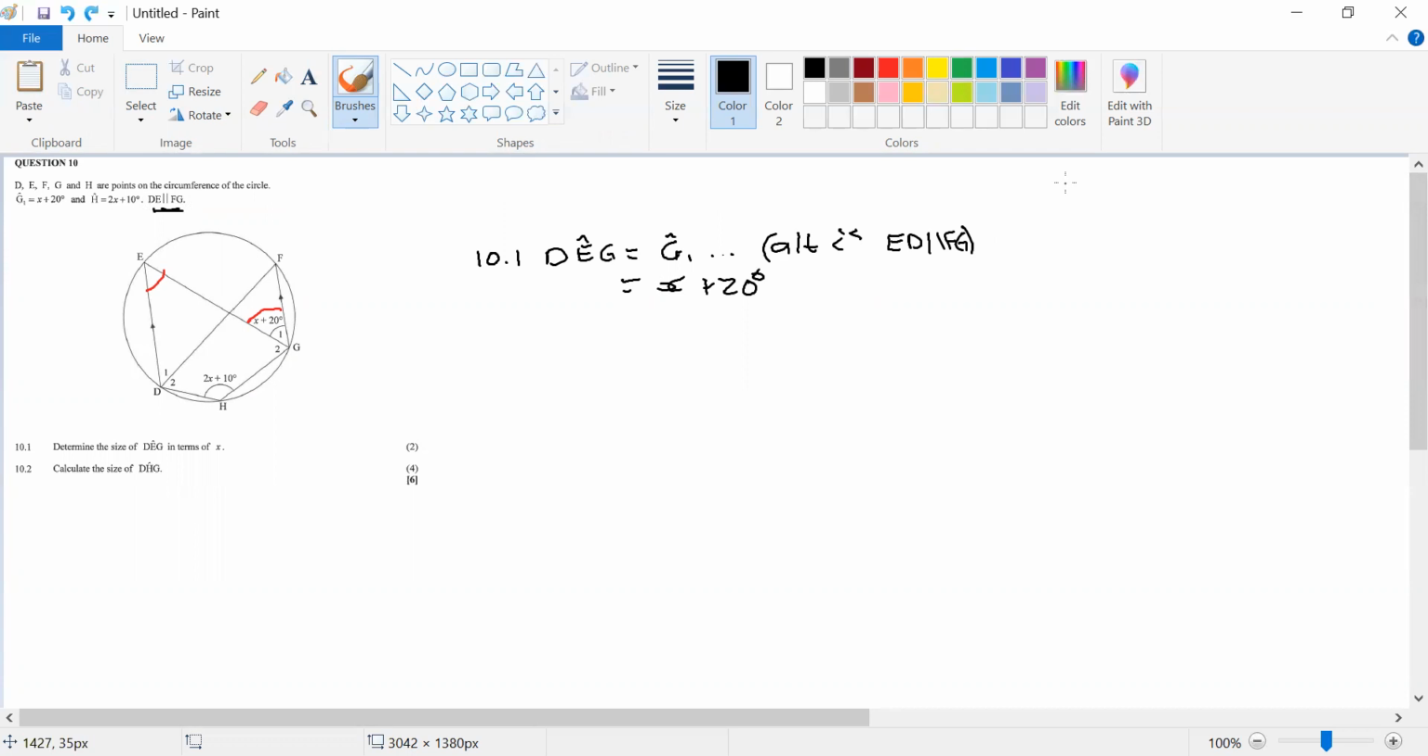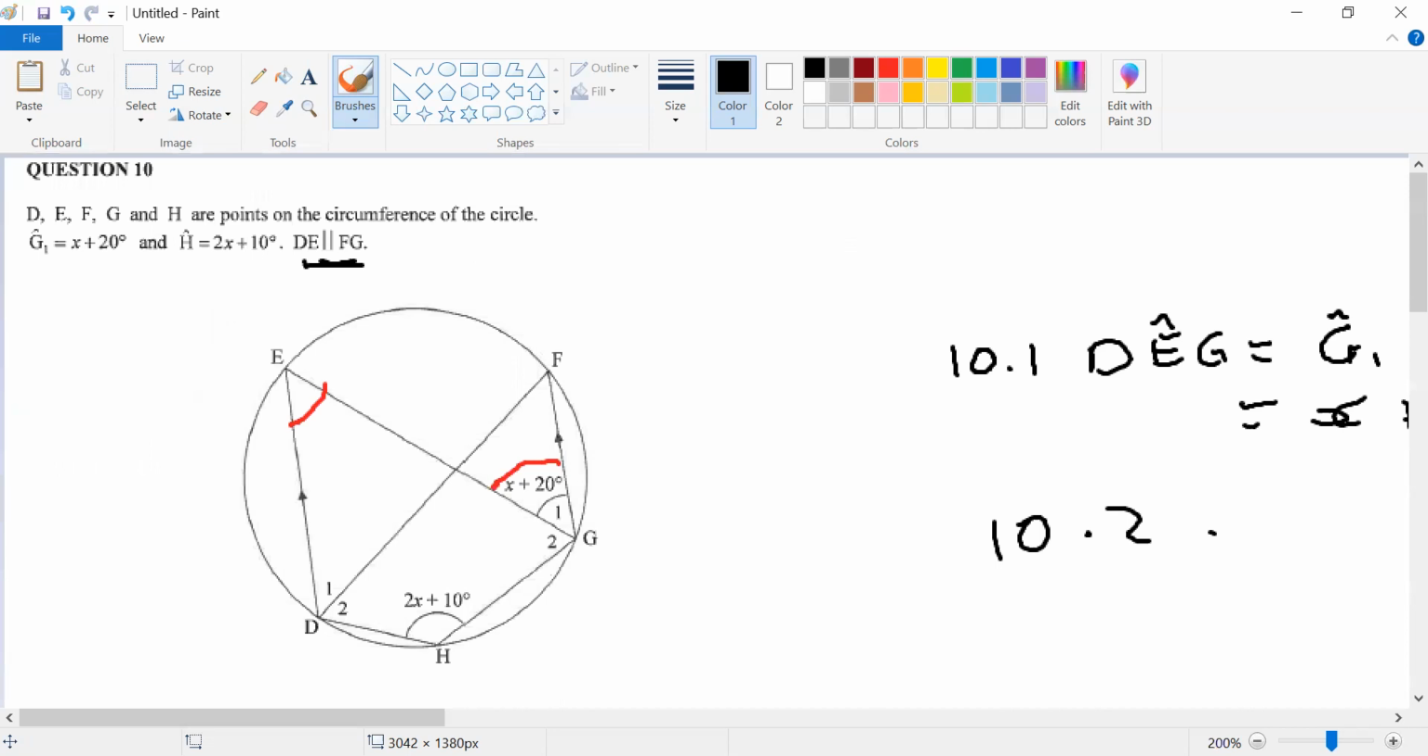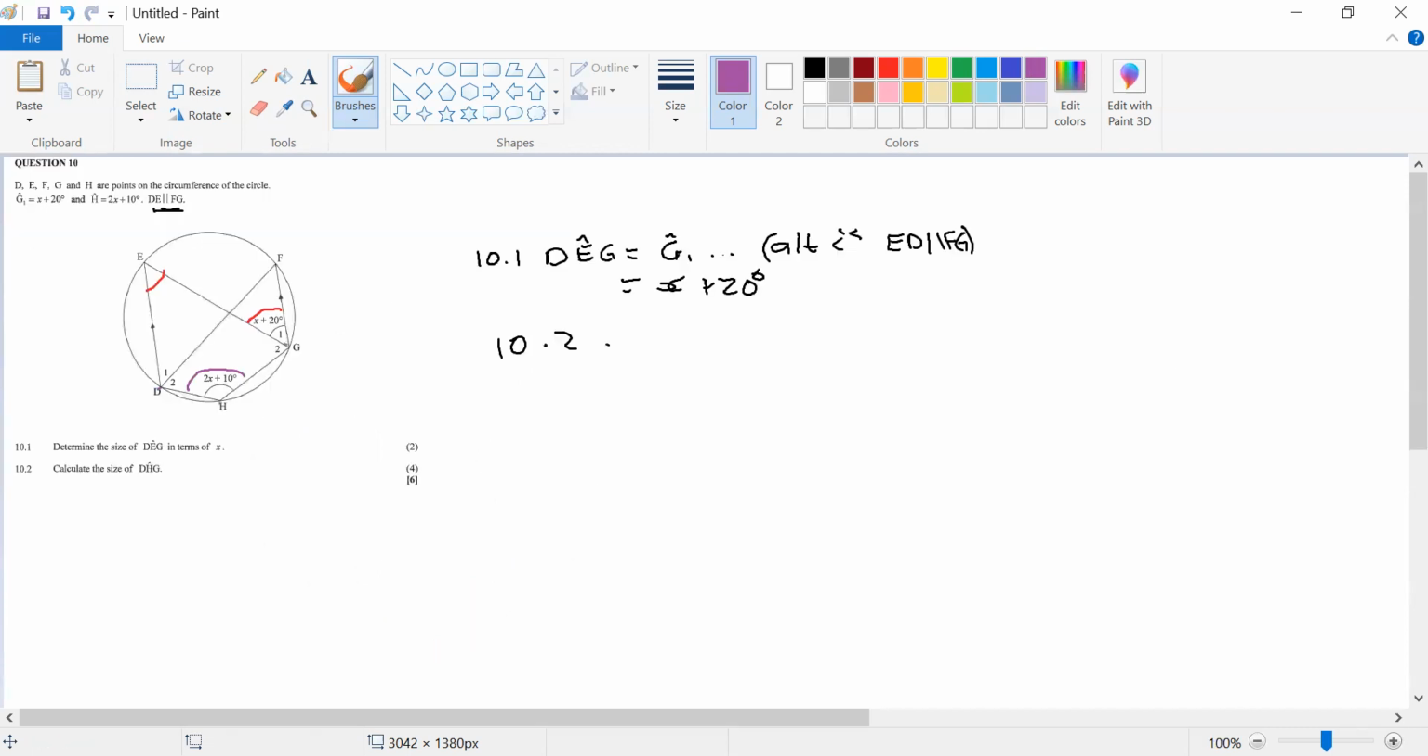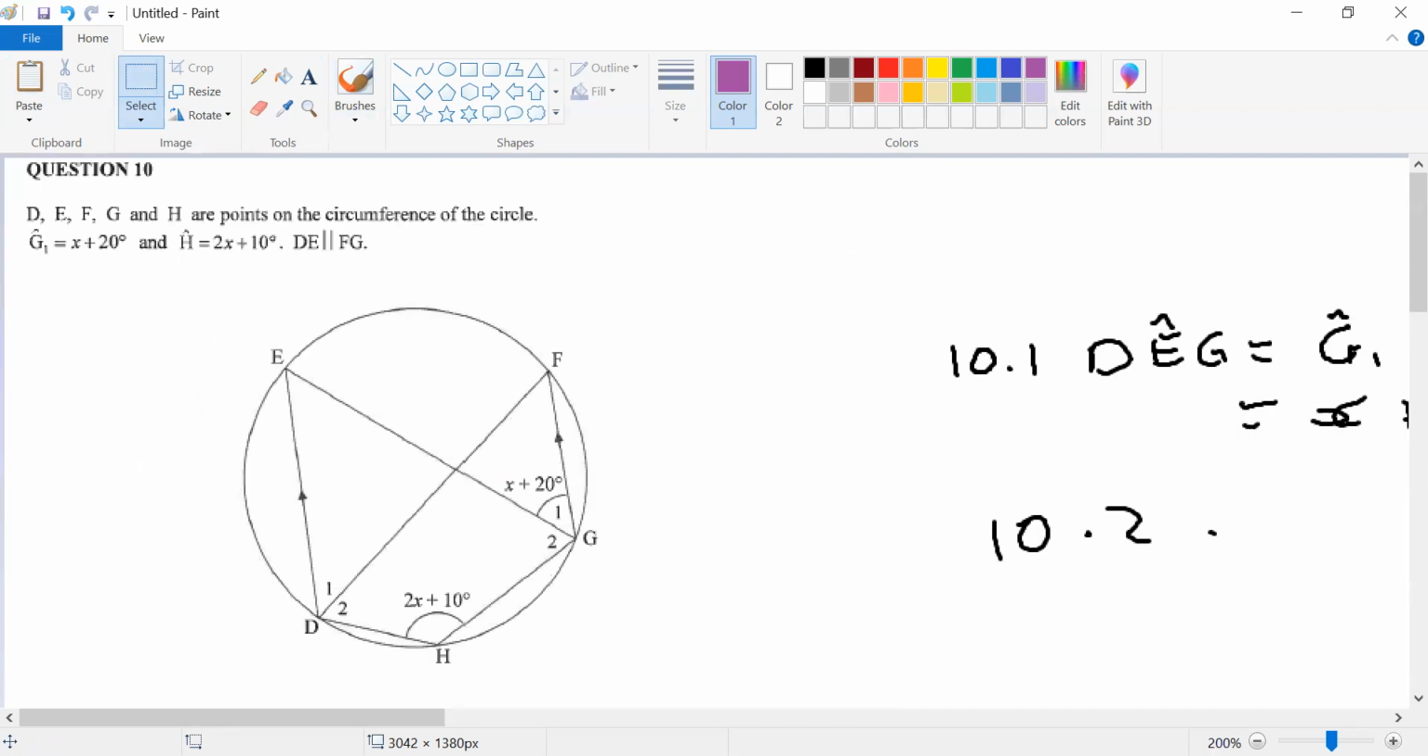And now if I go to question 10.2, we need to calculate the size of angle DHG. So let's take a look at where angle DHG is. The angle DHG is this angle right there. So what they're actually telling us is we need to first solve for X in order to complete this problem. So if we look at our diagram afresh, we have to find a way to calculate the value for X.